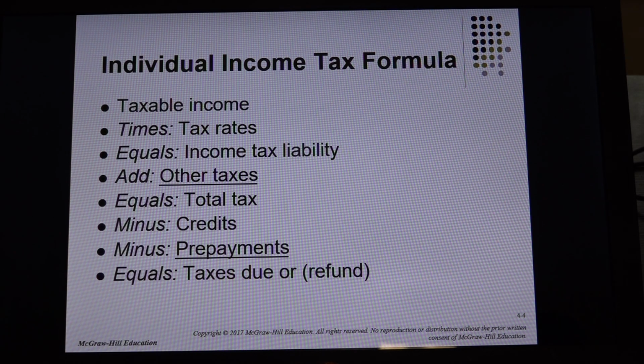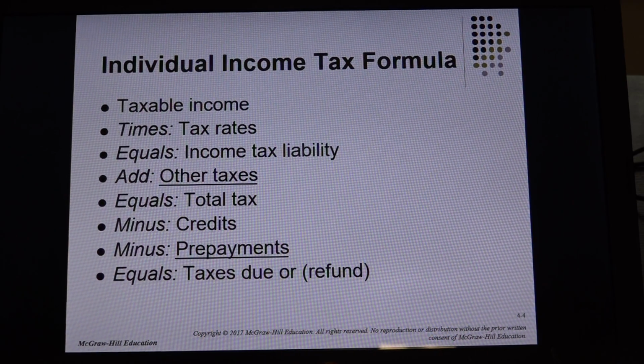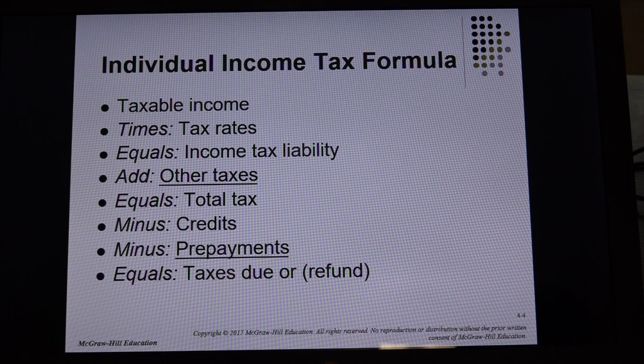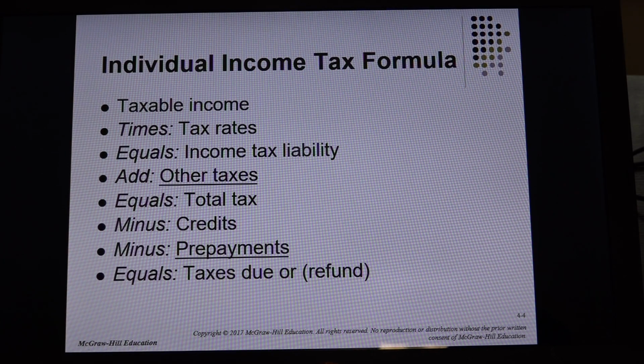Then you might have other taxes such as self-employment taxes. That's a possibility if you are self-employed. And there are some other taxes, but that's usually not a problem for most people. And so you add the income tax liability and the other taxes together to come up with total taxes, and then from that you subtract any credits, dependent child credit, student loan payment credit. I think there are some others that we'll look at.